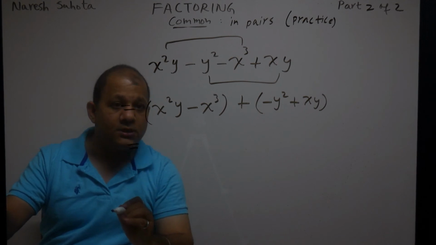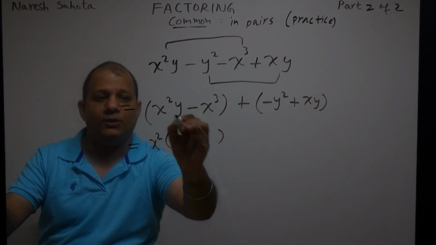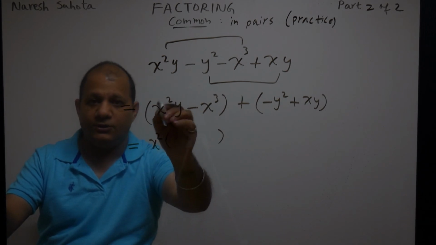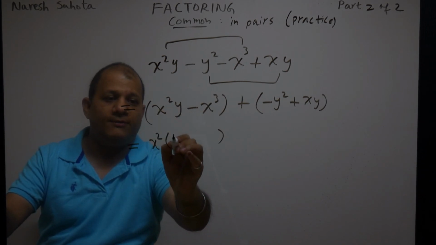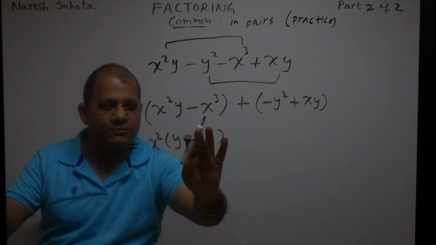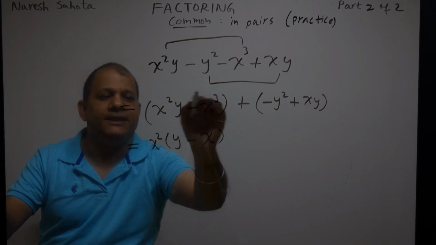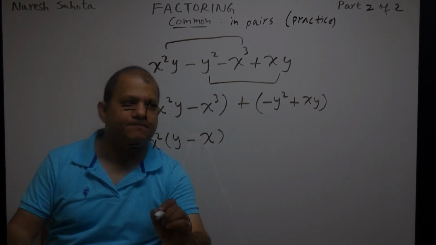Okay, so what's common here? I can pull out a factor of x to the 2. We always pull out the variable with the lowest exponent. So here we're left with a factor of y, and here with minus 1. Oh, sorry, making a mistake. So x squared times x gives me x cubed, so y minus x.